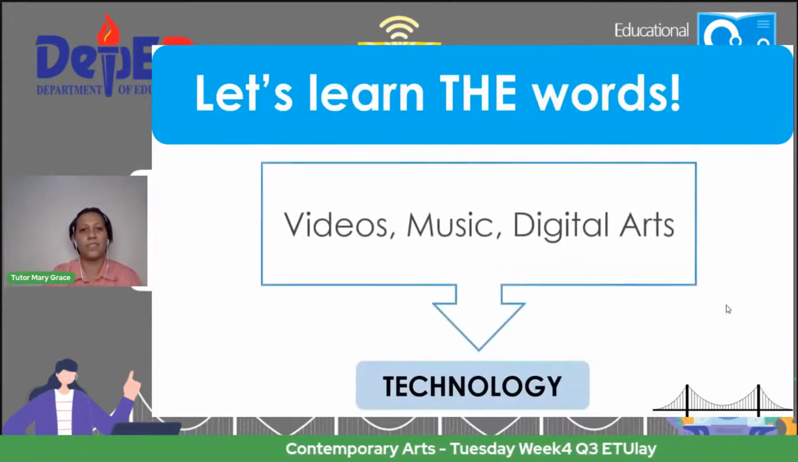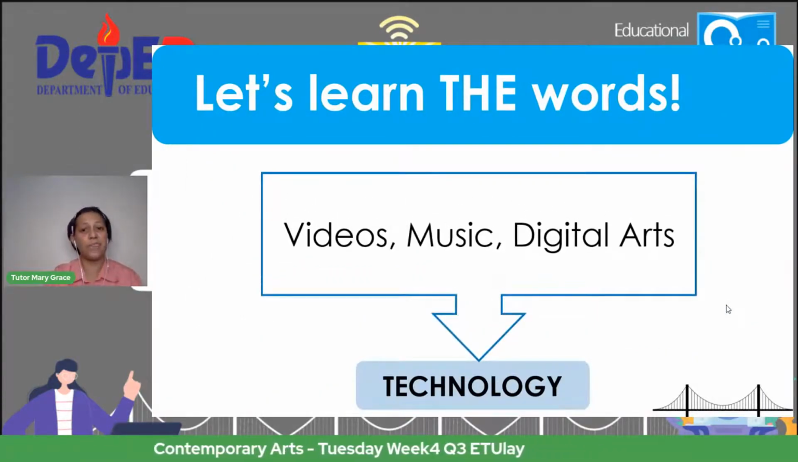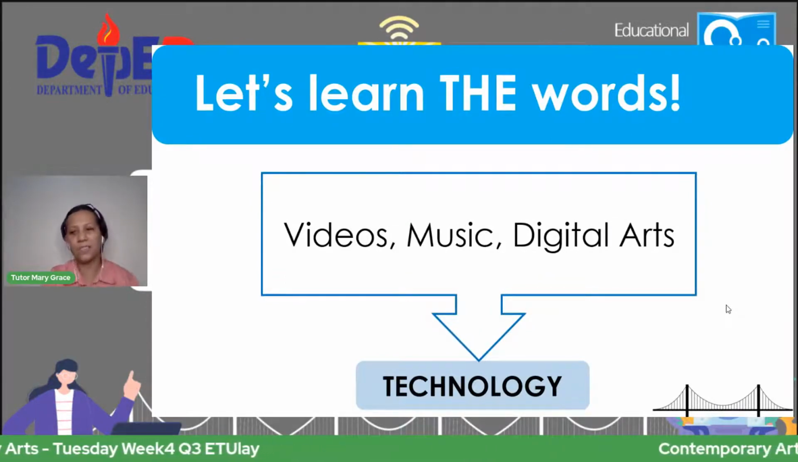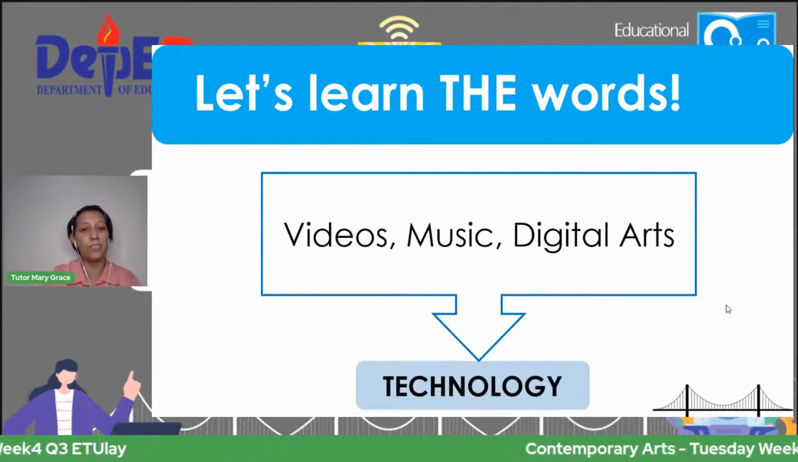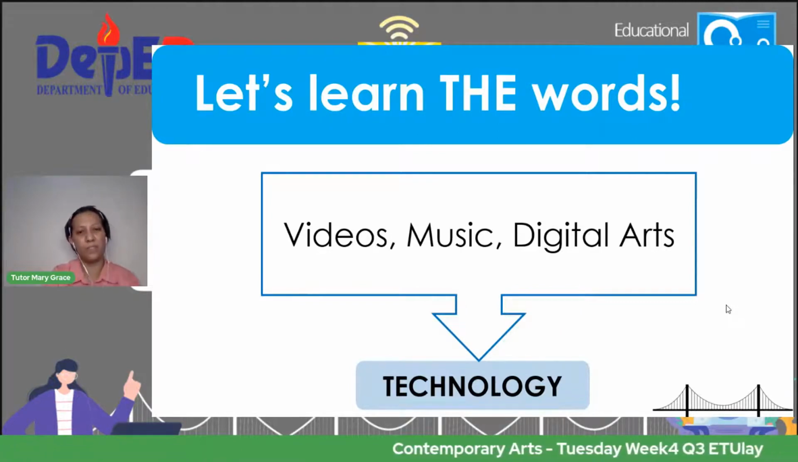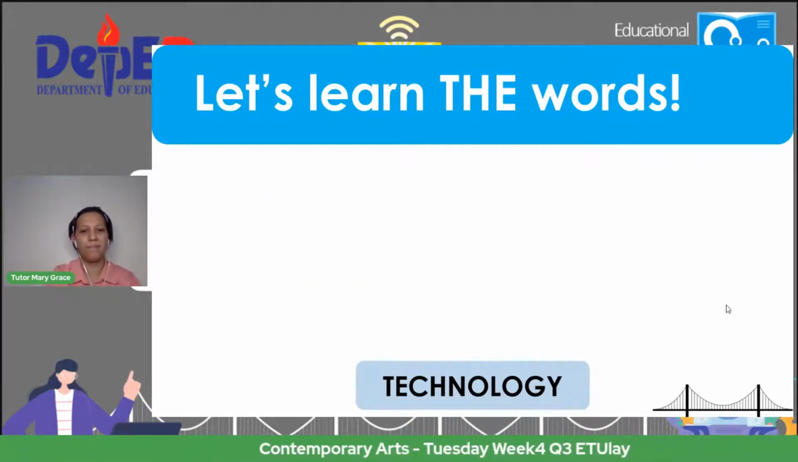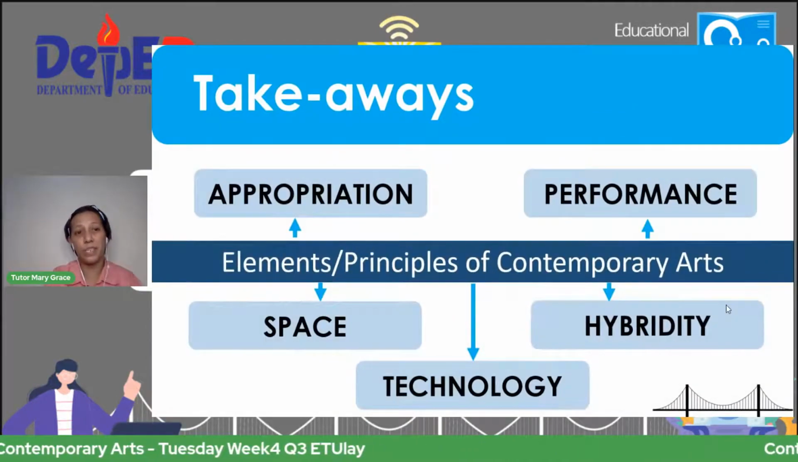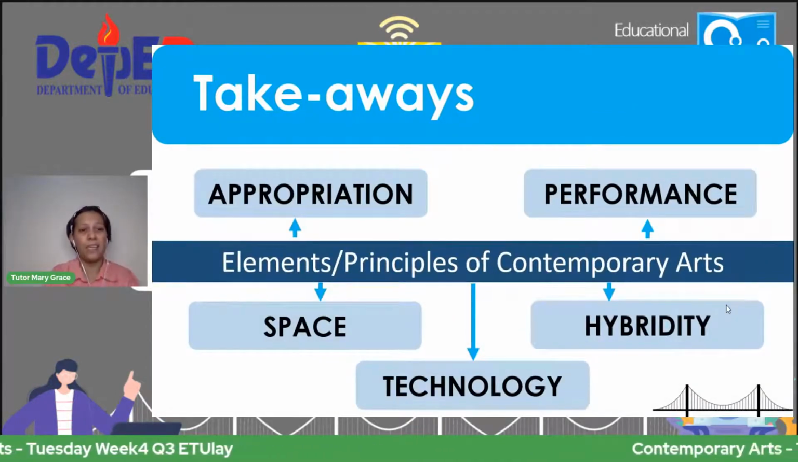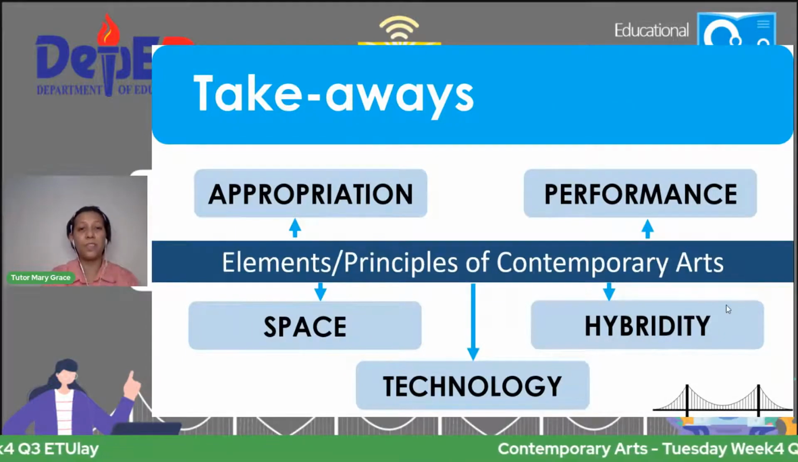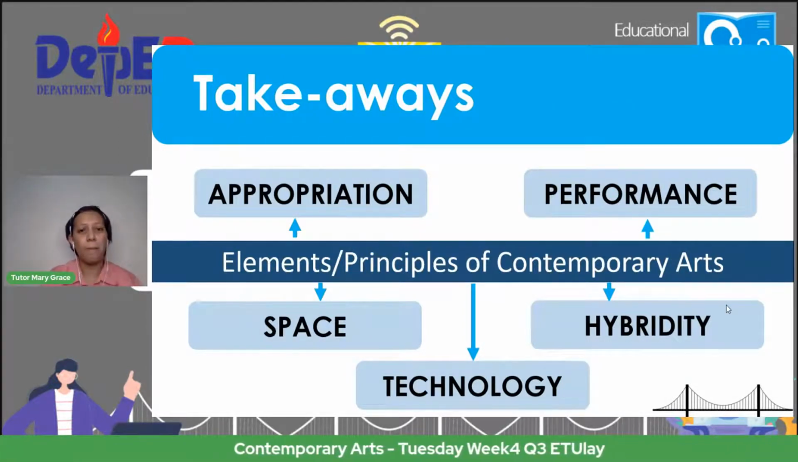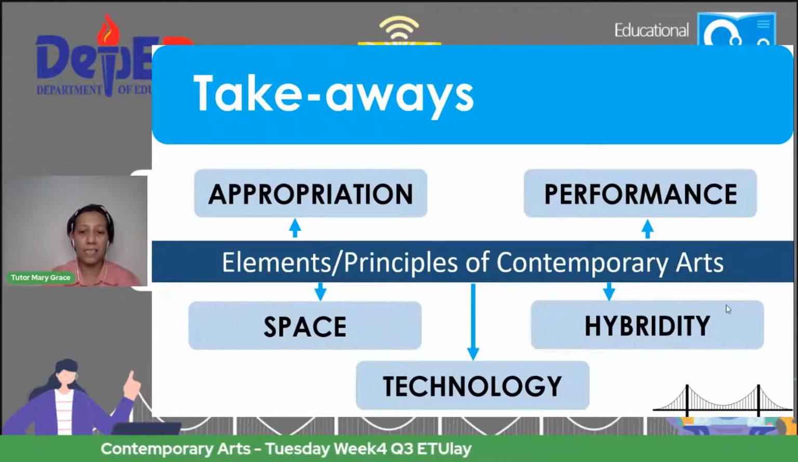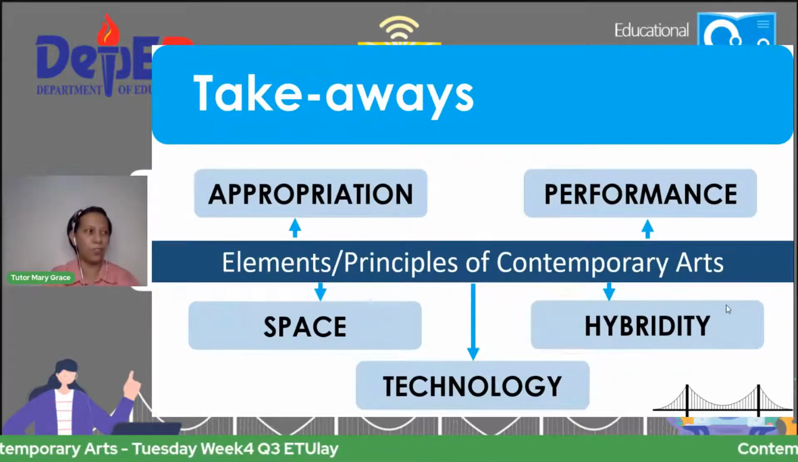And then of course, you have music and different kinds of digital arts like digital posters, pub mats. Those are examples of arts using the element of technology. Okay, so there you go. So these are the takeaways for today class. We have the different elements or principles of contemporary arts, namely appropriation, performance, space, hybridity, and technology.